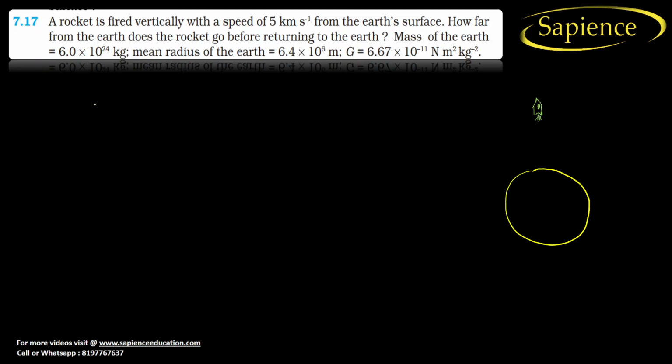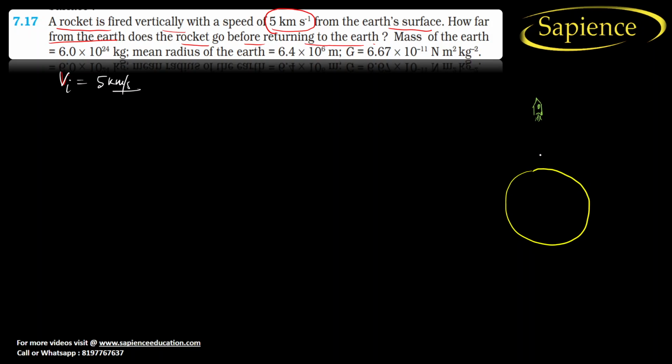Now we will solve question number 9.17. A rocket is fired vertically with a speed of 5 km per second from the Earth's surface. How far from the Earth does the rocket go before returning to the Earth? The initial velocity vi is 5 km per second.